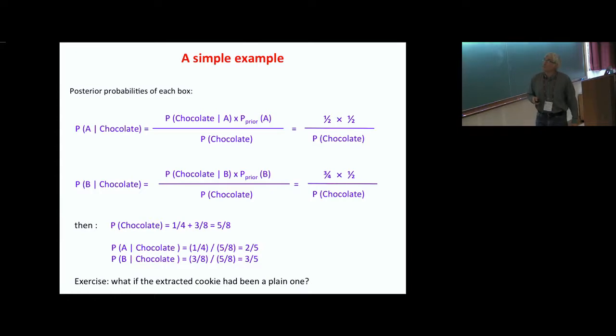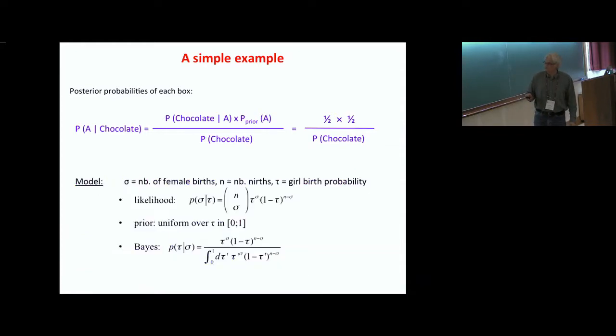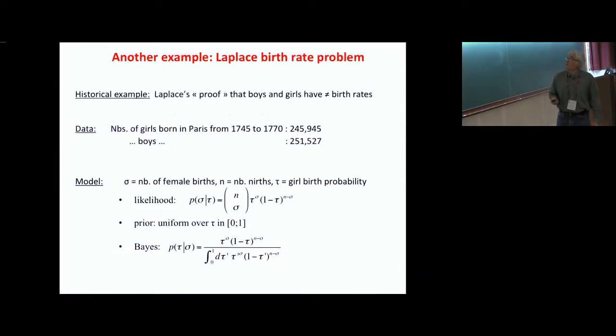Let me now turn to a problem which is a bit more complicated. Just a little bit more, but it's interesting for two reasons. It will illustrate something I want to say later on, and also for historical reasons. It's a problem that Laplace solved at the end of the 18th century. It's called the Laplace birth rate problem.